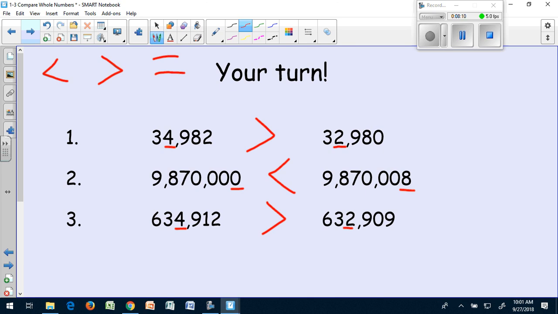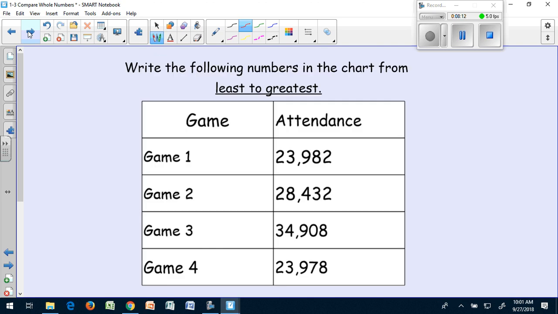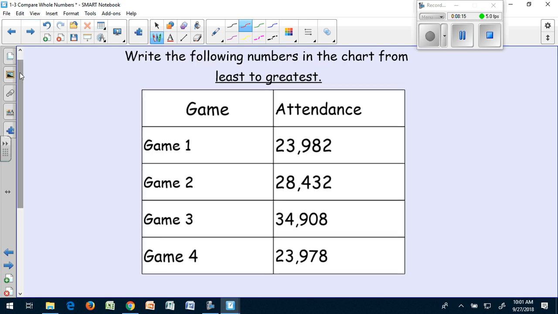We're going to try one more type of problem. Take a look at this chart. You're going to pause the video, and in your notebook, you are going to write the number of attendants, the people who attended the games, in order from least to greatest. Remember, you don't want to mix those up. So you're going to be putting these numbers in order from least to greatest in a list in your notebook. Pause the video, and then I'll show you the answers.